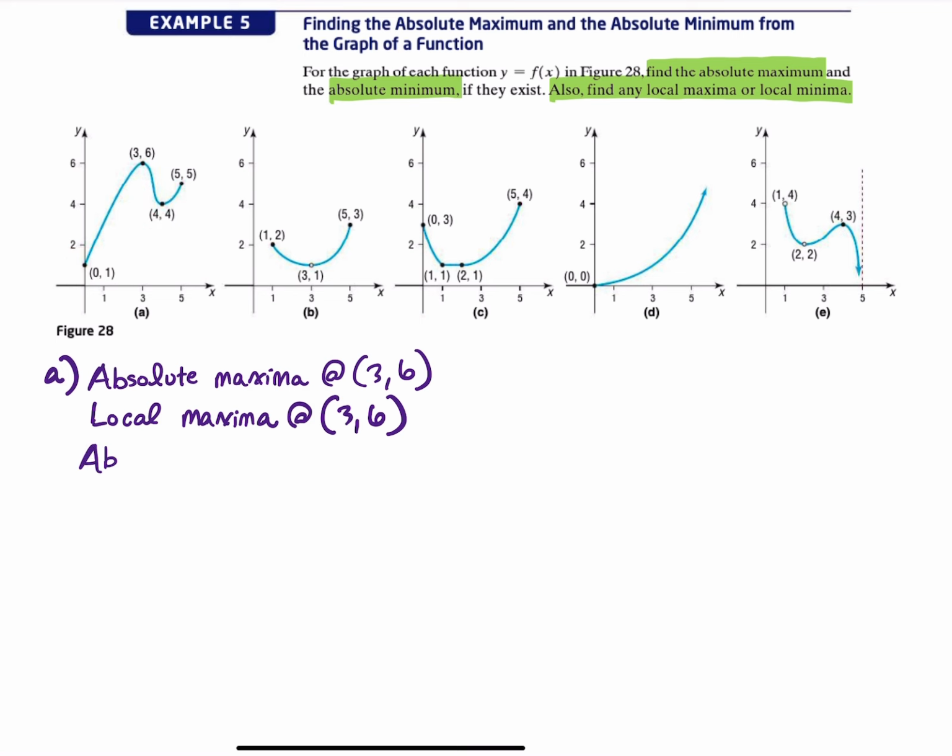So I'll say absolute minima at this point 0, 1. So 0 is the x location and 1 is the minimum value. But we also have this local minima.